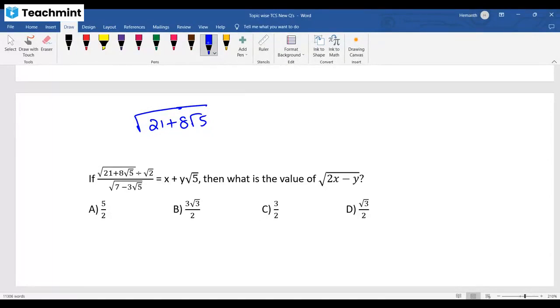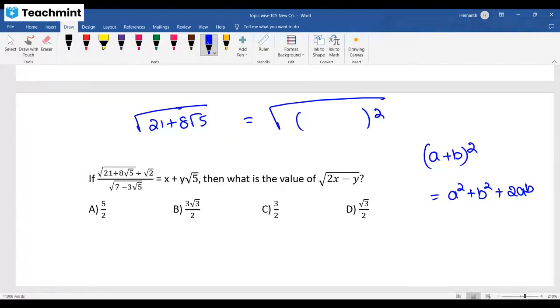That's fine. But before that, whenever a square root is there, your mind should think about a plus b whole square, like a square plus b square plus 2ab. So the inside term should create some whole square. That's your agenda. If we take the square root, one square root will cancel. So you need to design this 21 plus 8 root 5 in such a way that it generates some square.